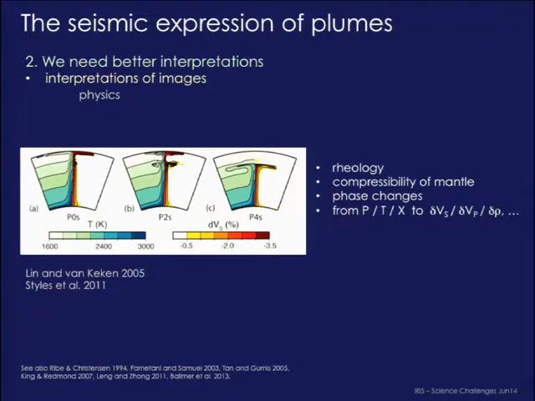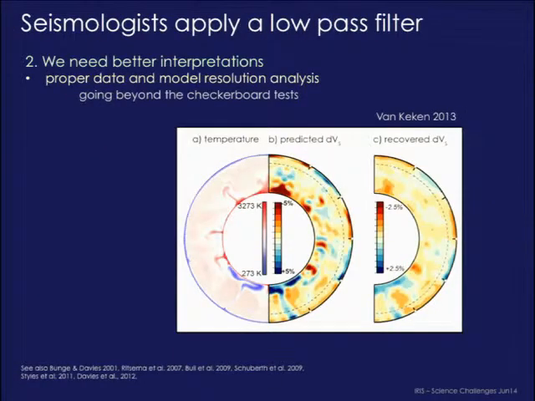So on the bottom is a panel from a paper by Stiles et al., that's based on an earlier paper by Lin and Van Keken, that computes the seismological expression of plumes given a rheological structure of the mantle, given a relationship between pressure, temperature, and composition with the seismic wave speeds. Better interpretation also means a more careful analysis of the seismological images in terms of how they relate to expected images from, say, geodynamics and mineral physics.